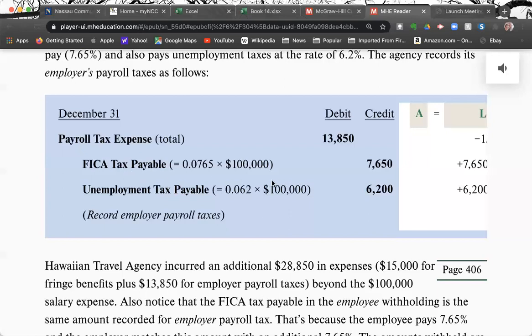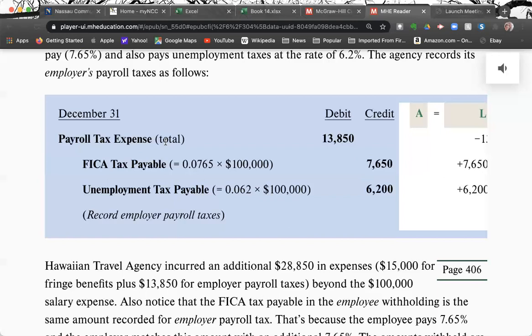So credit Social Security tax or FICA tax payable, $7,650. Credit unemployment tax payable, $6,200. Remember, the combination of the federal and state tax was 6.2%. 6.2% times 100,000 is $6,200. If I add those two amounts together, it adds up to $13,850. That is a debit to payroll tax expense.